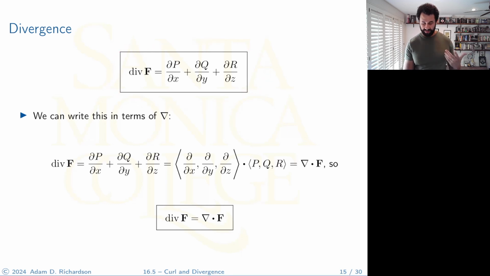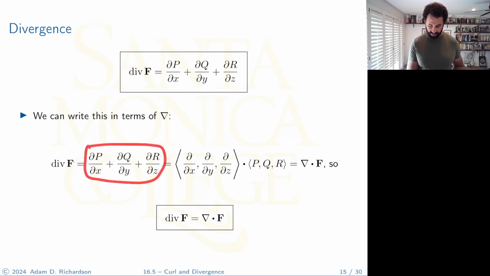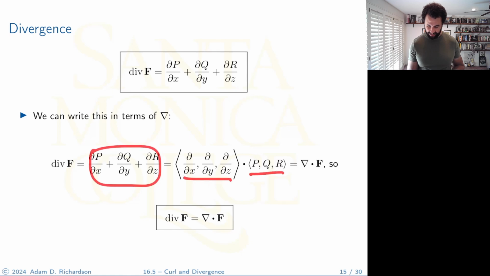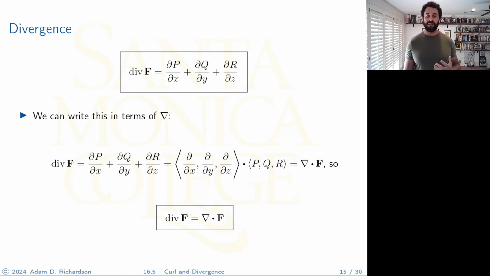Now, because we are treating del as a vector, we can rewrite this divergence formula in terms of del. Del was this vector of the partial differential operators. So we can write this expression as the dot product of del and our component functions P, Q, and R. This literally is this dotted with this. So we can express the divergence of F as del dot F. How cool is that? The divergence is just the dot product of del and F.